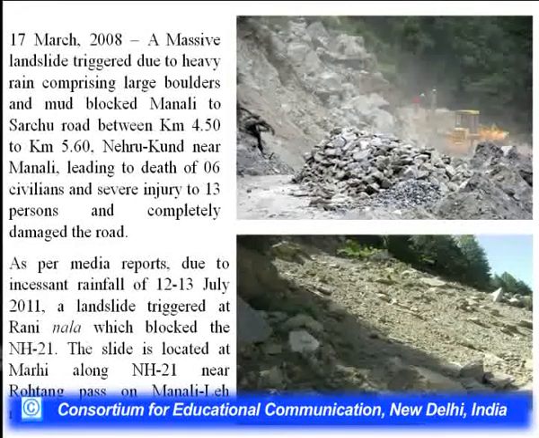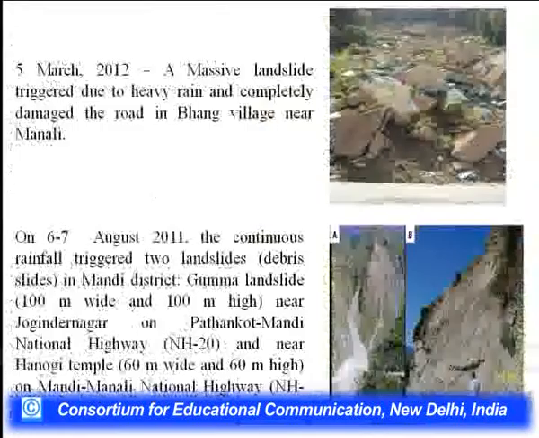Nehru Kund to Manali, leading to the death of 6 civilians and severe injury of 13 persons. As per media reports, due to rainfall on 12-13 July 2011, a landslide was triggered at Rani Nala. This is all in the Manali area. So the Manali stretch, starting from Manali to Rohtang Pass, is one stretch that is very, very severe.